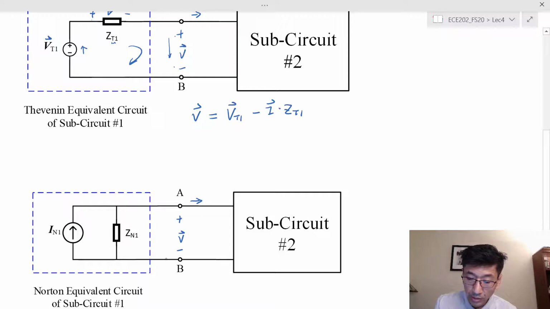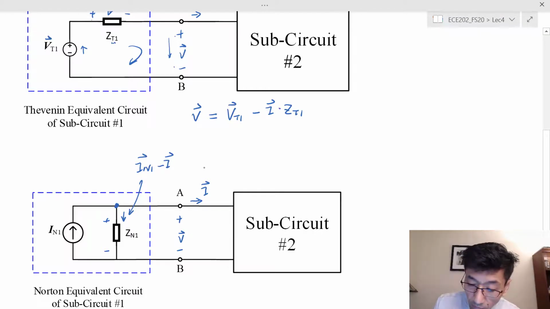In this case, for the Norton equivalent circuit, the voltage V is going to be equal to the voltage here, right? And this voltage here would be equal to this current times the impedance. And this current is based on the KCL. So this leaving current is going to be equal to the sum of incoming currents, right? So let's call this I sub x, and this I sub x here would be equal to I sub n1 minus I.